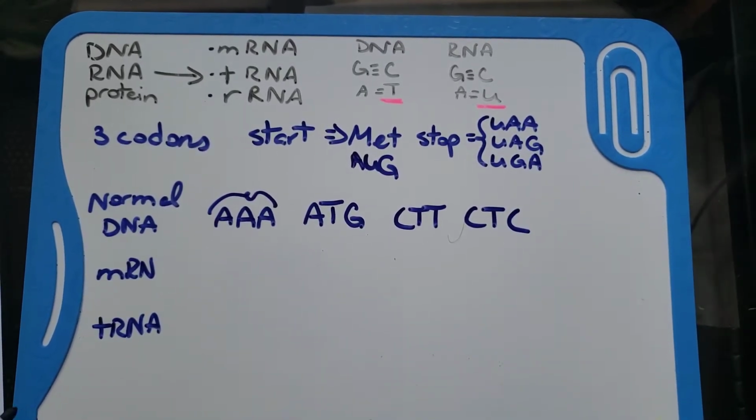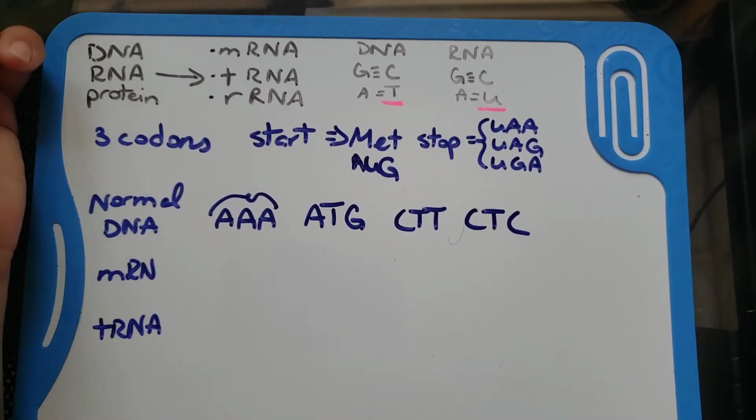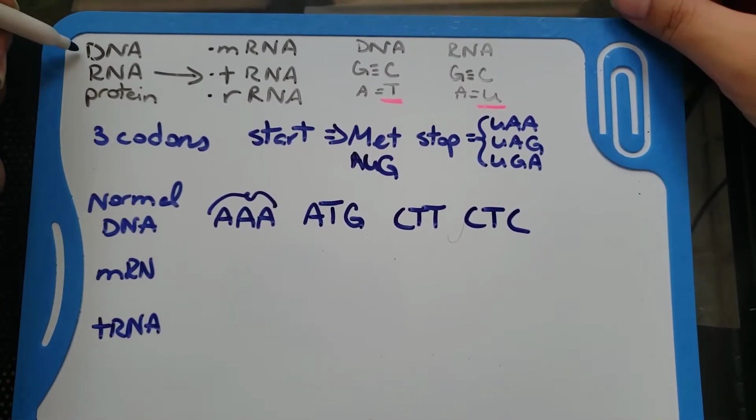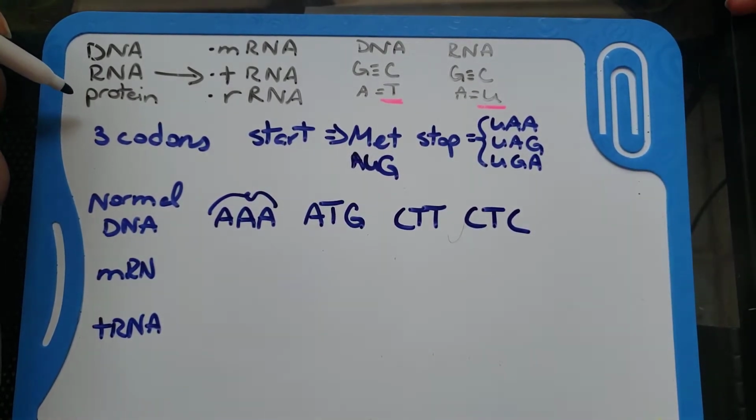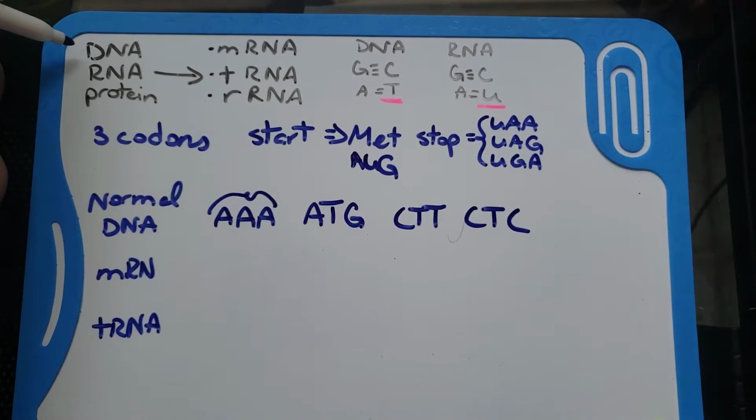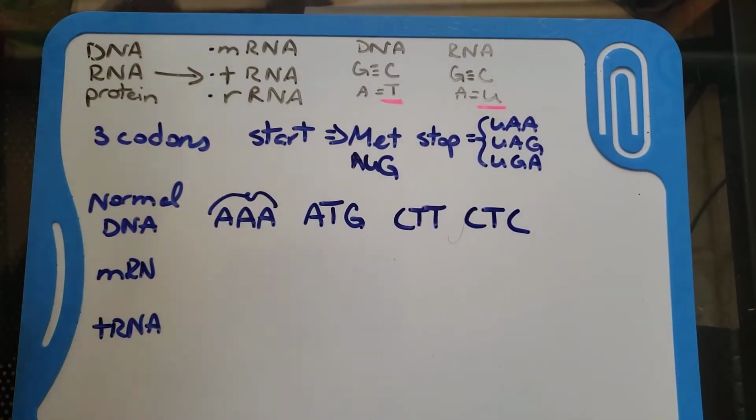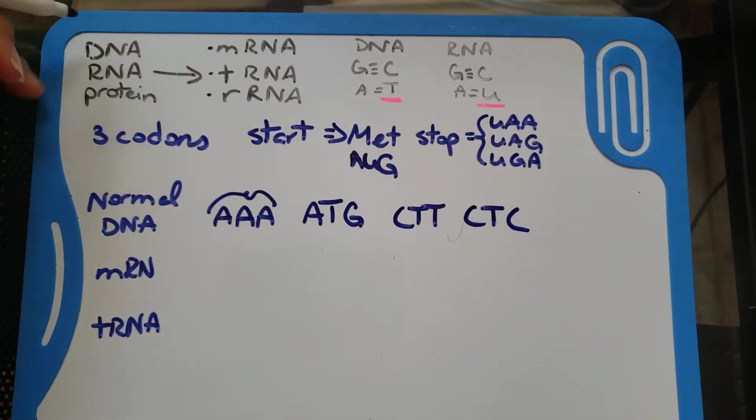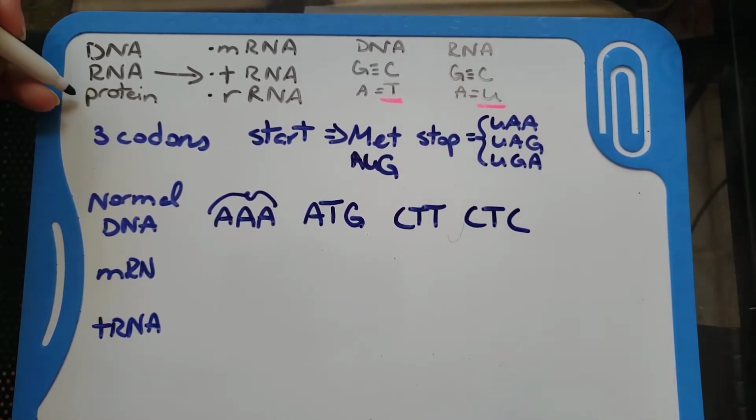So I'm going to talk about protein synthesis. The process is always going to go from DNA to RNA to protein. That is the central dogma. When you have DNA and it replicates itself, it will always make more DNA. When you go from DNA to RNA, that is transcription. When you go from RNA to protein, that is translation.